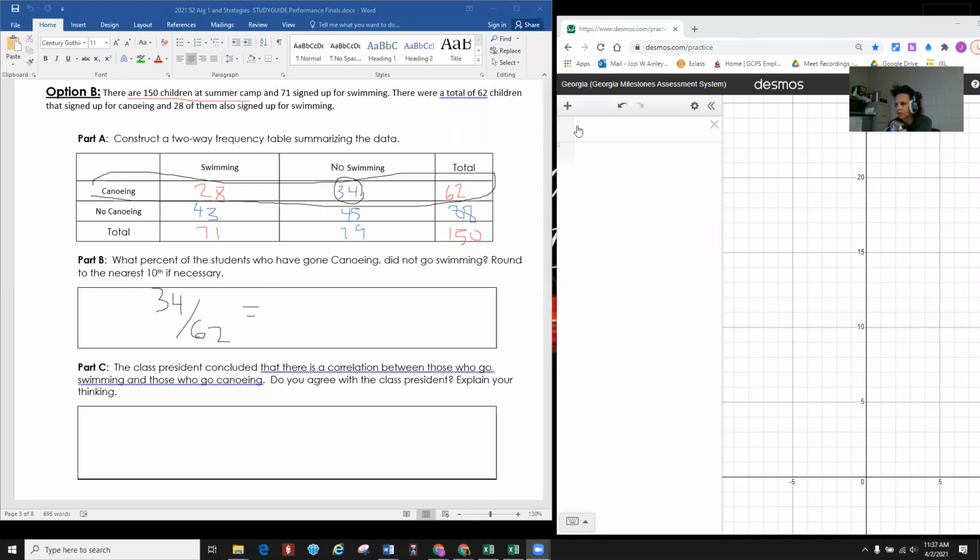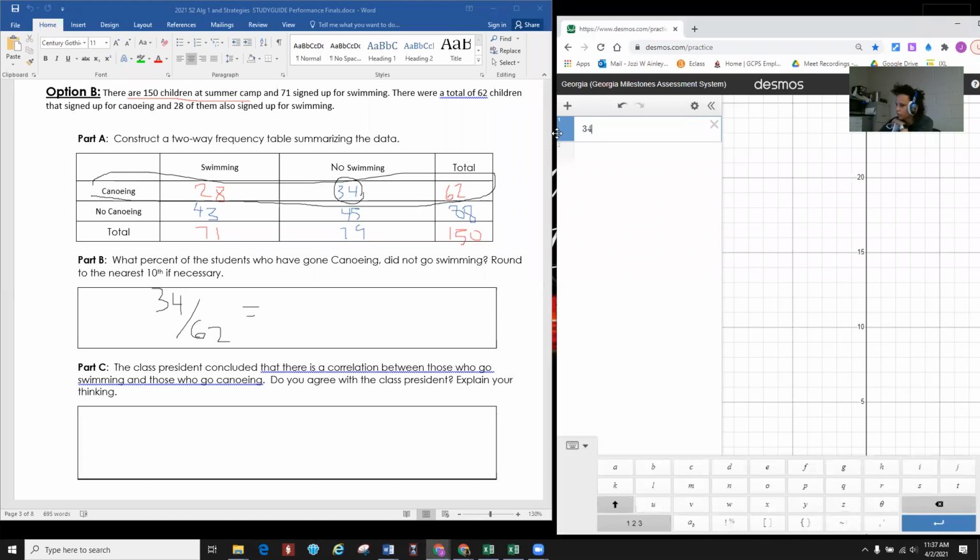And you just put that in the calculator. So 34 divided by 62, and then you multiply by 100 to make it into a percent, is 54.8, because to the nearest tenth, that doesn't do anything. So this is 54.8.